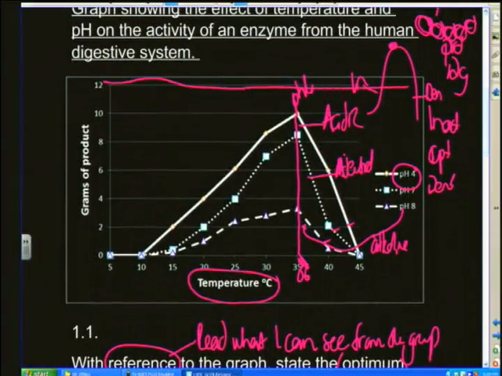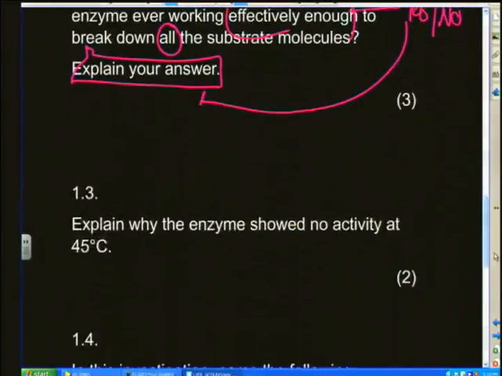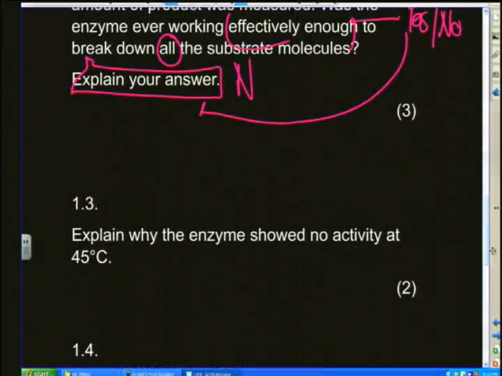Did any of them reach this point? It says it broke down all. To break down all, one of them must have been 12 grams of product. Did we reach it? No. All right? No. There's your 1 mark.